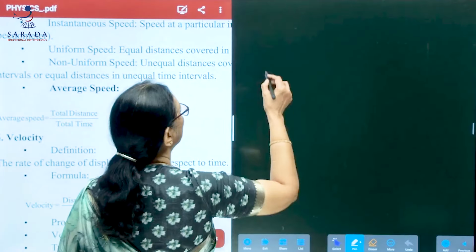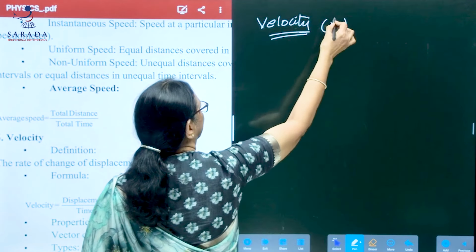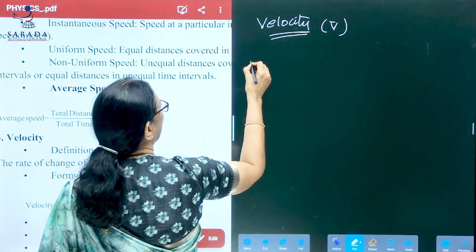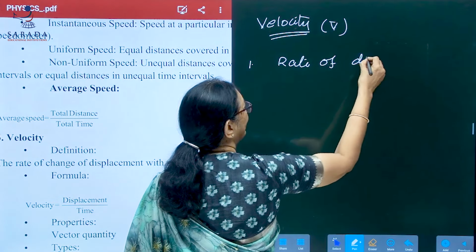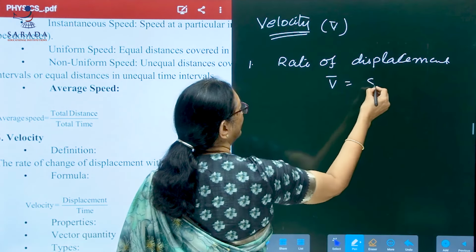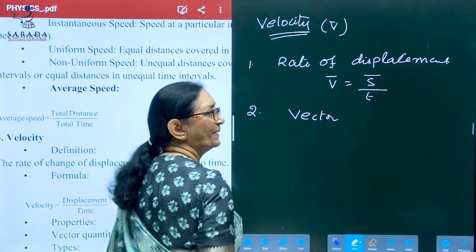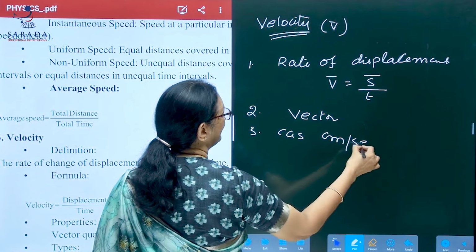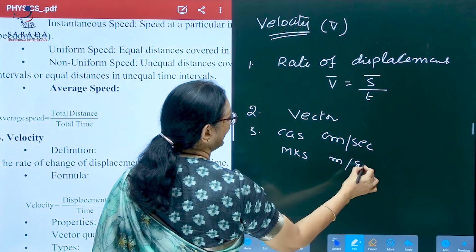Next, let us move on to velocity. In the same line, we go for velocity. Normally, we represent velocity with V bar. Look here. Velocity is called, the first point, rate of displacement. Velocity is equal to displacement by time. Velocity is a vector because displacement is a vector. Its CGS unit is centimeter per second, since the displacement unit is centimeter and the time unit is second. Similarly, the MKS unit is meter per second.